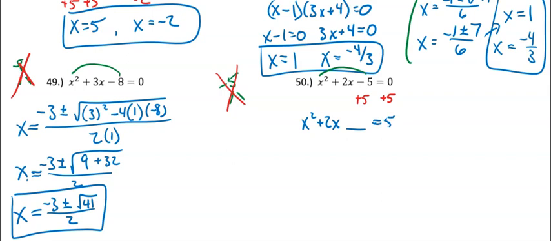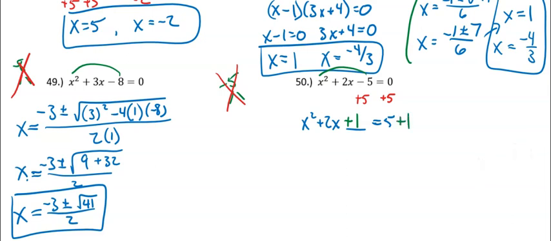And now I complete the square. I create a perfect square trinomial by doing b divided by 2 and squaring it. So if I take that middle term, the 2, divide it by 2 and square it, it gives me a 1. So I put a +1 here. And whatever I do to one side, I have to do to the other side. So I have to put a +1 on the other side as well.